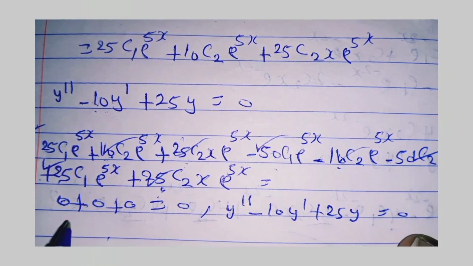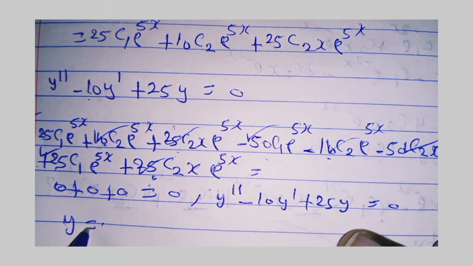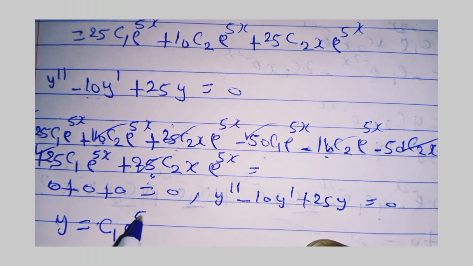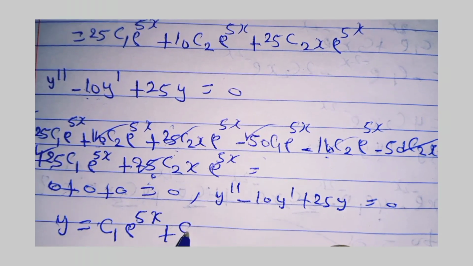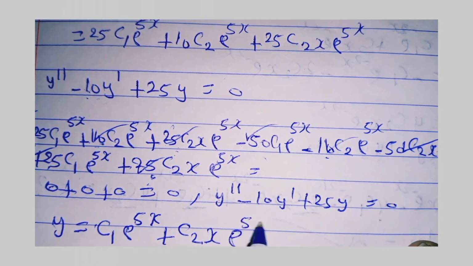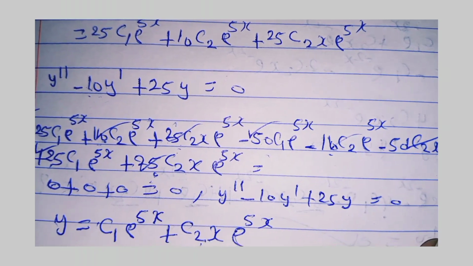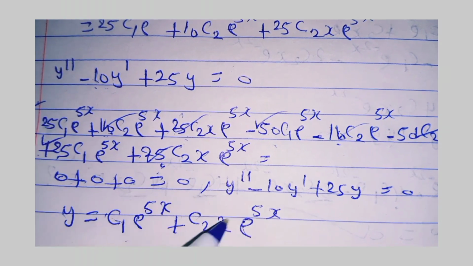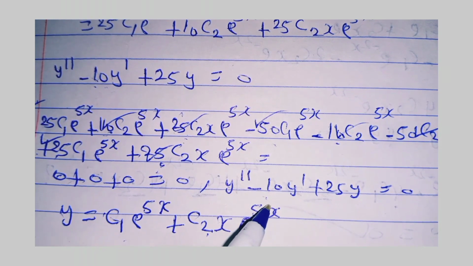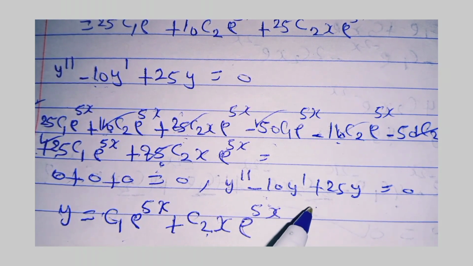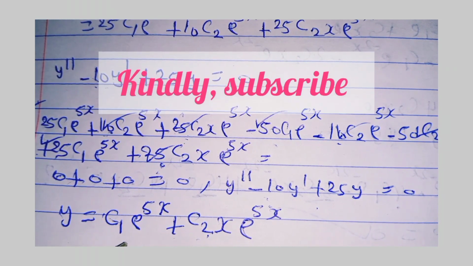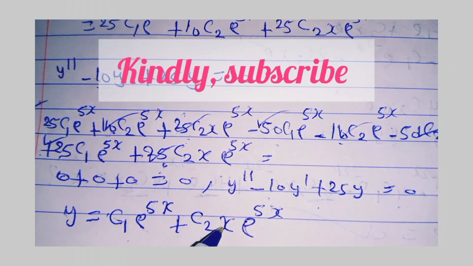And our solution, we have found it to be y is equal to c1 exponential 5x plus c2x exponential 5x. So this is the general solution of this given second order linear differential equation with the constant coefficient, whereby the roots are real and repeated.